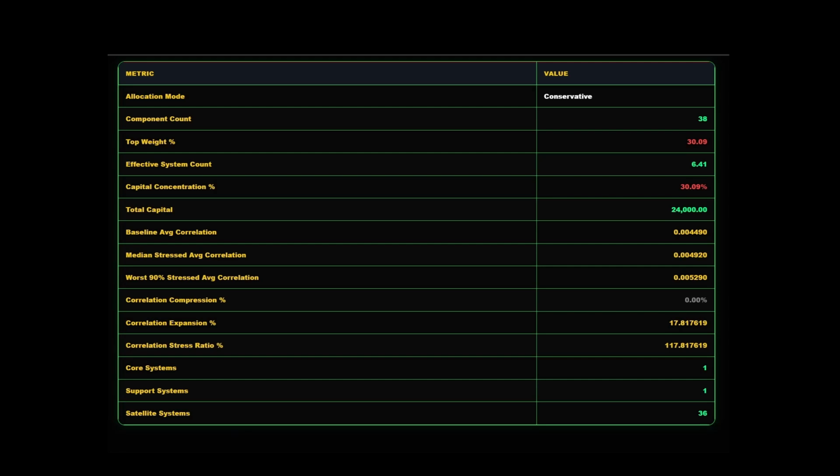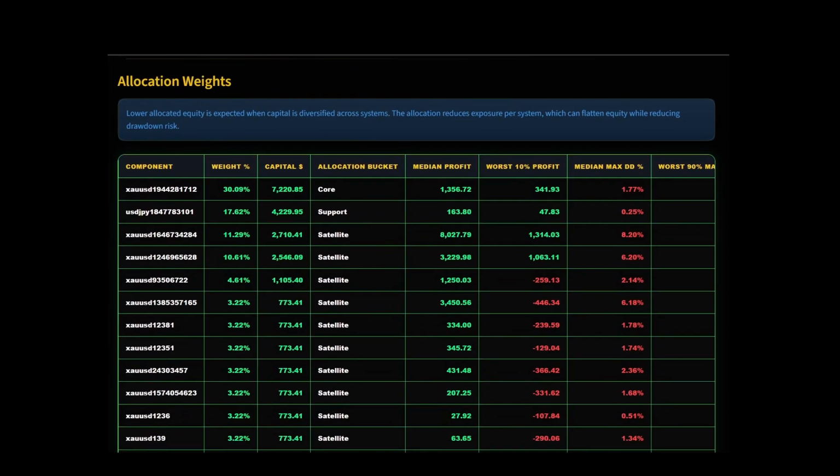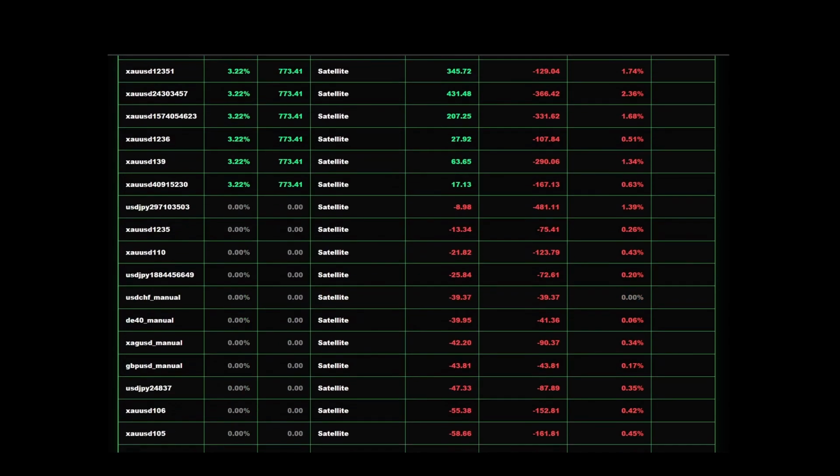Next, we move into the allocation weights. This table shows how the capital allocation engine distributes capital across the different components in the portfolio. Instead of giving every robot or system the same exposure, the tool suggests weights based on stress behavior, drawdown pressure, retention, and diversification. We can see the component name, the weight percentage, the capital amount, the allocation bucket, median profit, worst 10% profit, and drawdown behavior. So this section shows which systems receive more capital and which systems are kept smaller because they carry more risk. There is also a button to download the allocation weights as a CSV file.